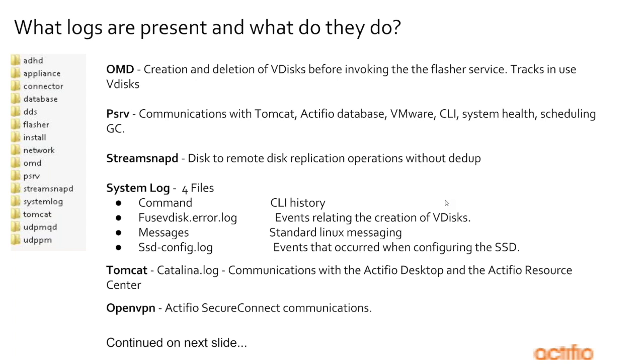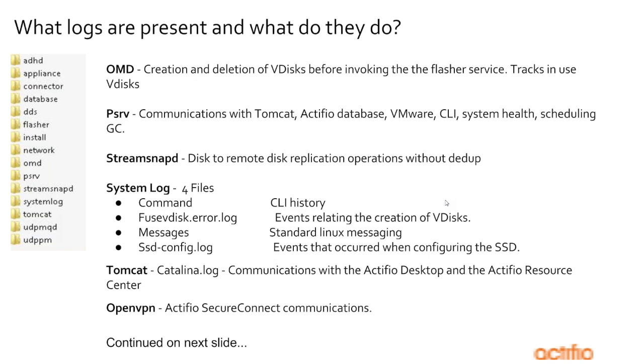Next will be Tomcat. That's exactly the Tomcat you're thinking of. It's a web service. You'll also see this under Catalina.log. This is communications with the Actifio desktop and our resource center. For those of you who may not be familiar, if you go to the IP address of your CDS in a web browser, it will bring you to a resource center, which has connectors, documentation, self-service networking panel, all kinds of great little tools to help you get going with the Actifio appliance.